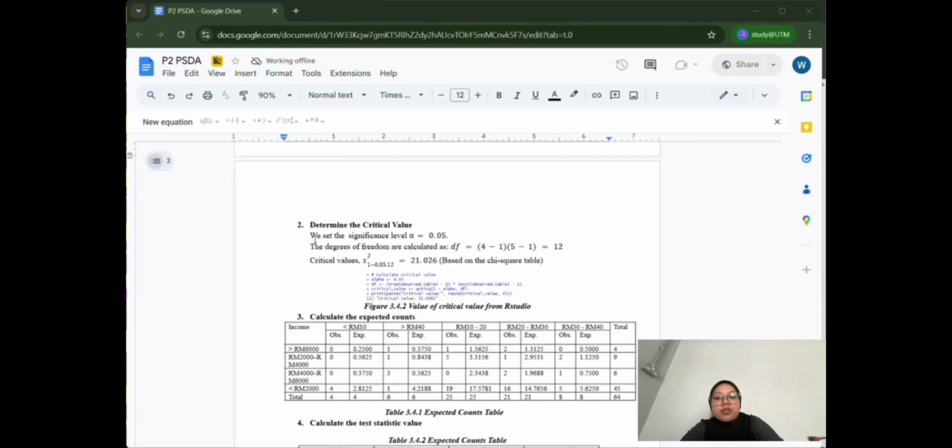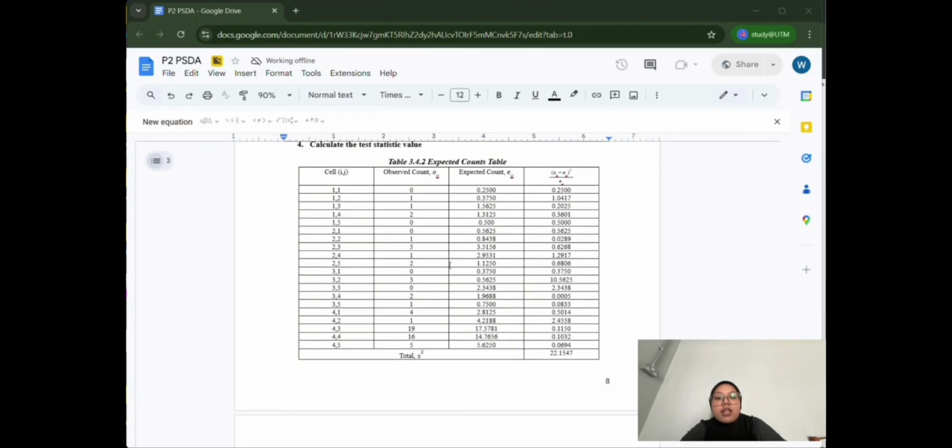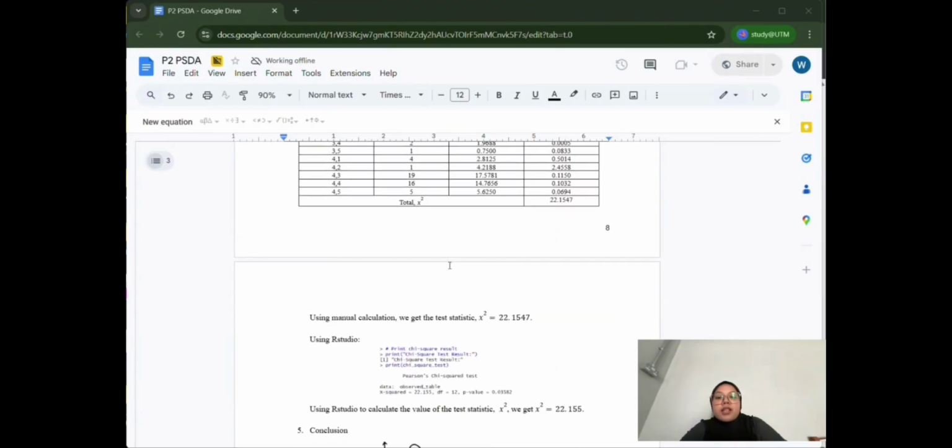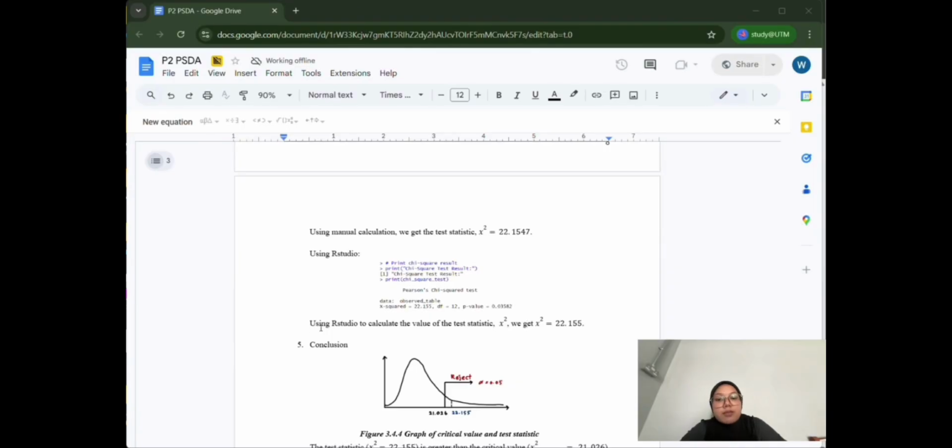So we have a few of the key values from our test. First, we set the significance level at 0.05, and then we got the degrees of freedom at 12. The critical value based on the chi-square table is 21.026, but based on RStudio we got 21.0261. Then we calculated the test statistic, and using manual calculation we got 22.1547, but using RStudio we got 22.155, and our p-value is 0.03582. Because the test statistic exceeds the critical value and the p-value is less than 0.05, this result is statistically significant. In other words, we rejected the null hypothesis.